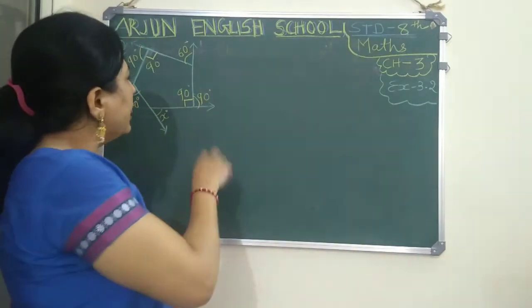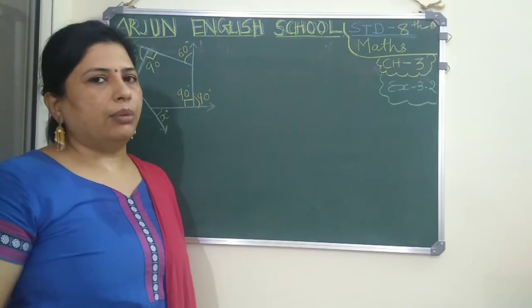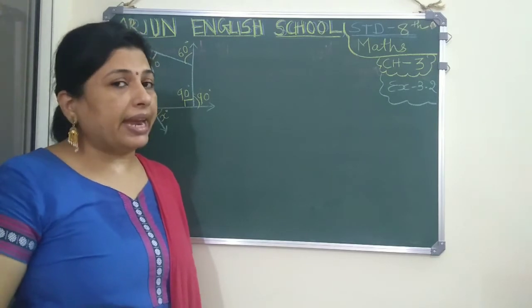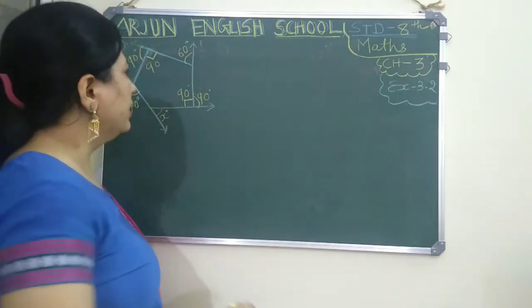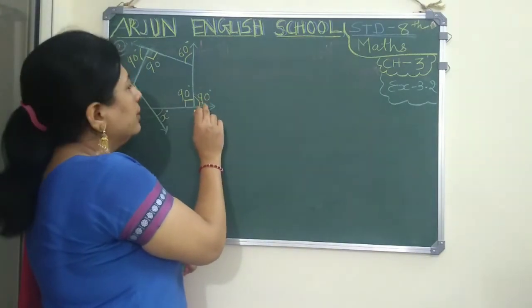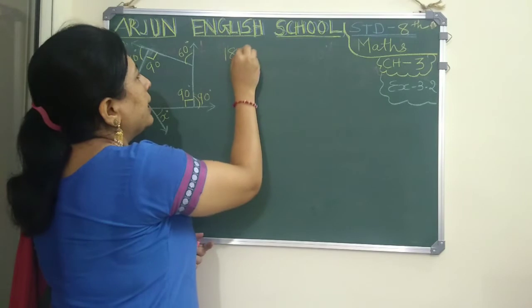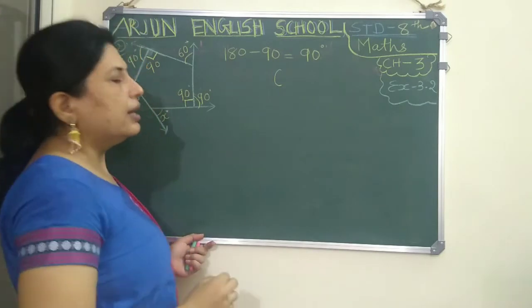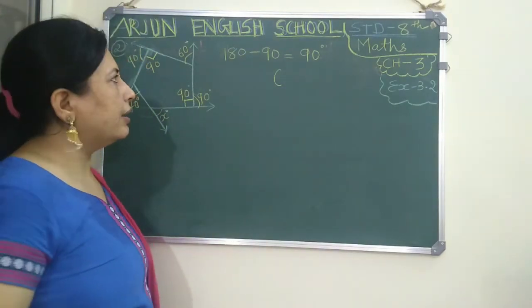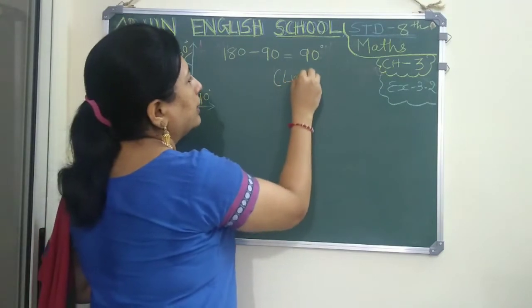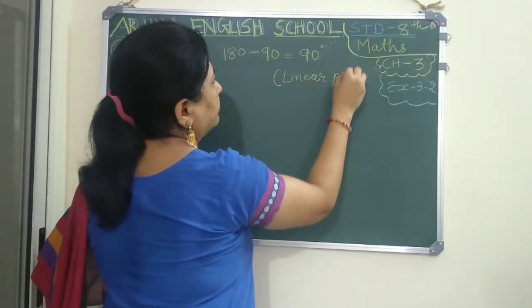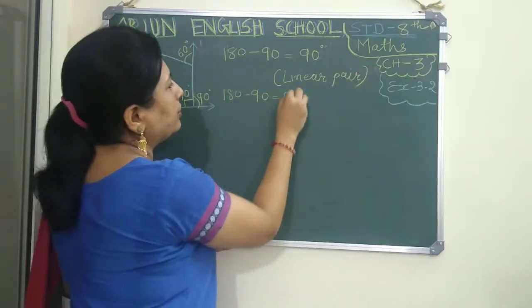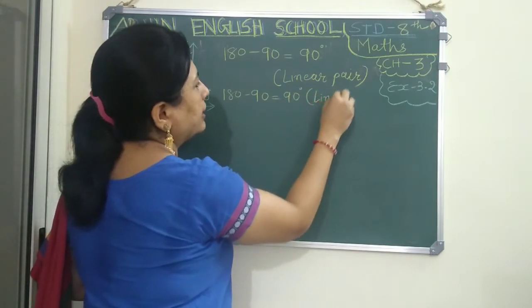Now we will use that property, the sum of the measures of all exterior angles of any polygon is 360. For that, first of all, let us show that this angle is 90 degrees. So 180 minus 90 is equal to 90 degrees. And always we mention what type of property we are going to use. So here we will write linear pair. Same way 180 minus 90 is equal to 90 degrees and same, linear pair.